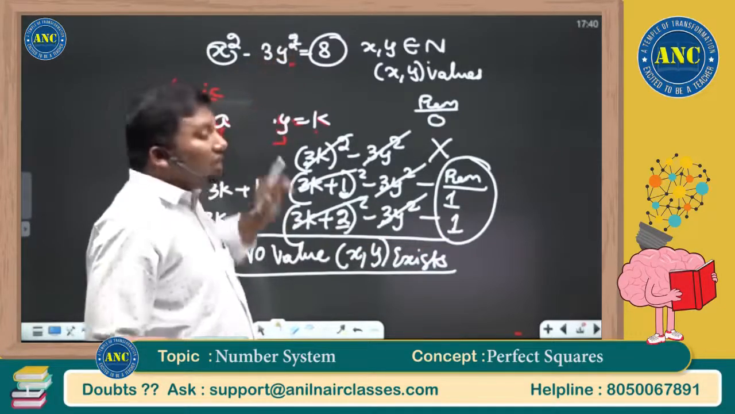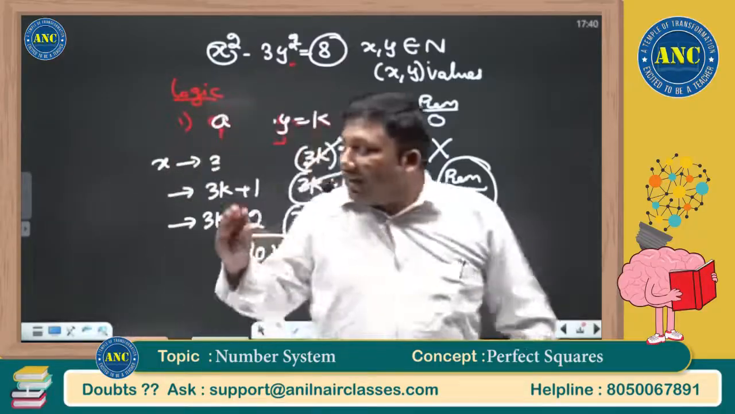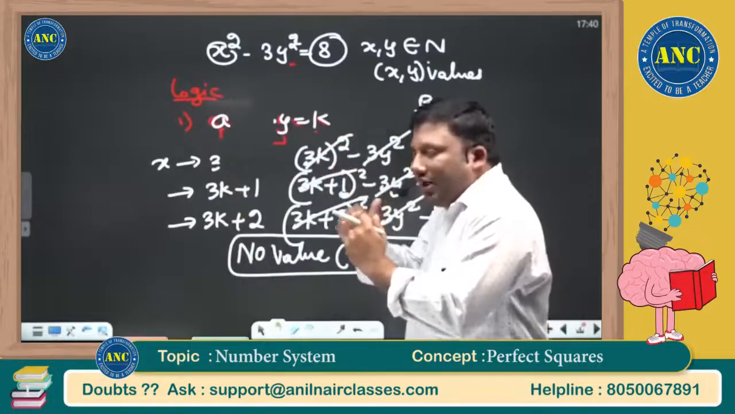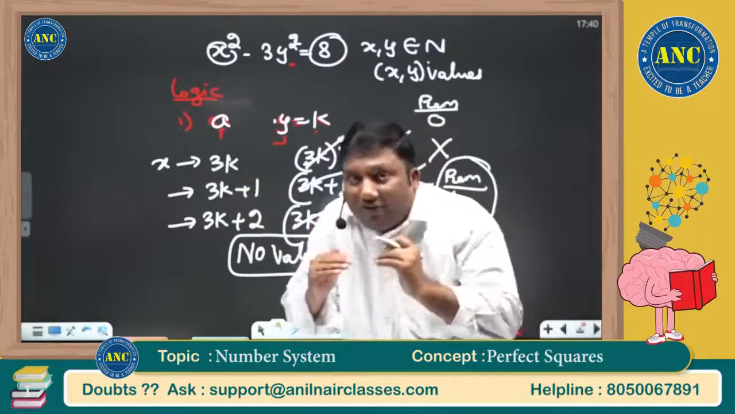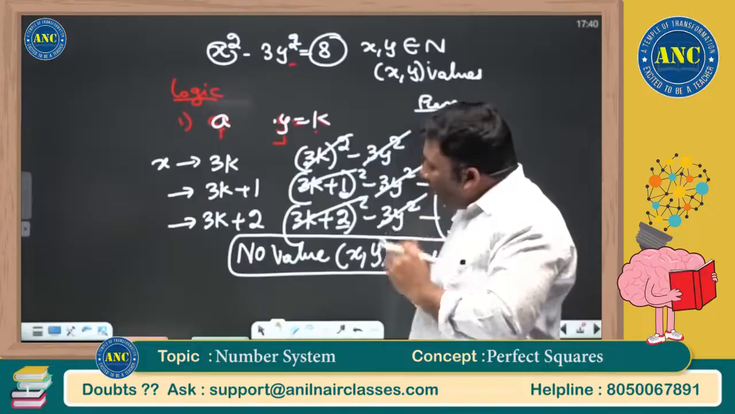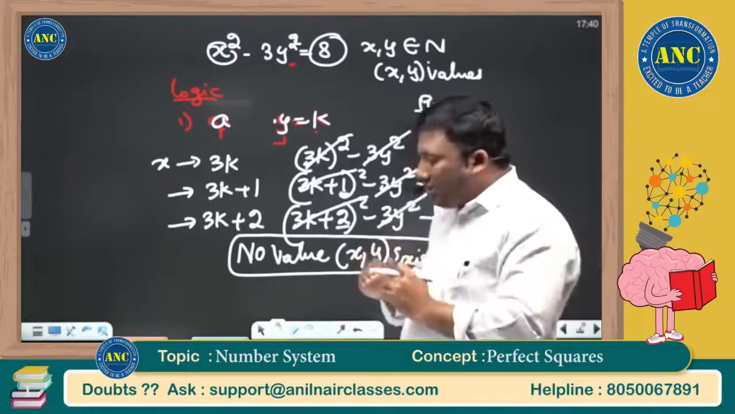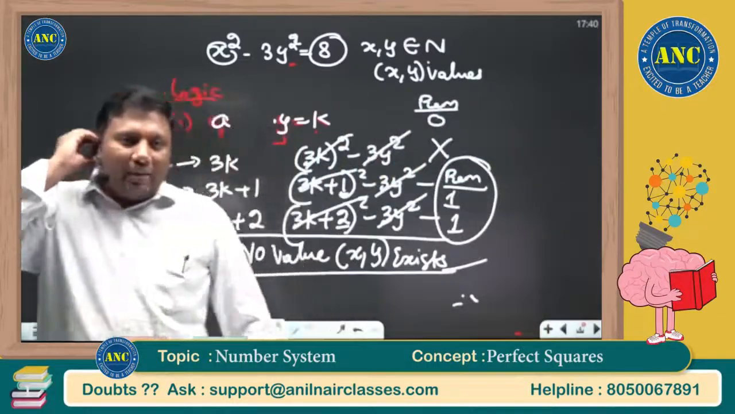If the coefficient of y square is 3, convert x in the form of 3. If you divide any number by 3, either it will be perfectly divisible by 3, or it gives a remainder 1, or it gives a remainder 2.